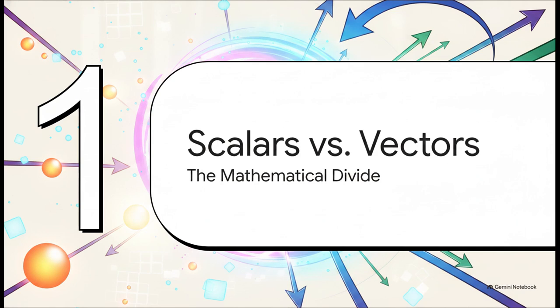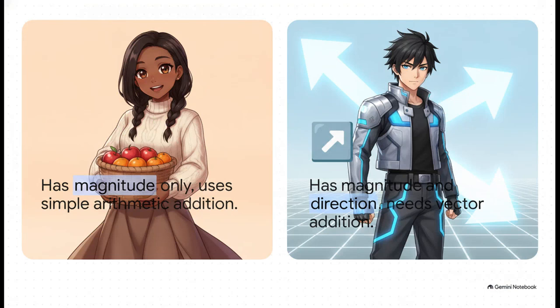All right, Section 1, Scalars versus Vectors, the mathematical divide. So we have to start at the foundation, right? Understanding the difference between two completely different numerical worlds. First, you've got the simple scalar world of everyday arithmetic. Things are easy and predictable here. 2 kilograms of apples plus 2 kilograms of oranges is 4 kilograms of fruit. Simple. That's a scalar. It just has magnitude or an amount, like mass or length.